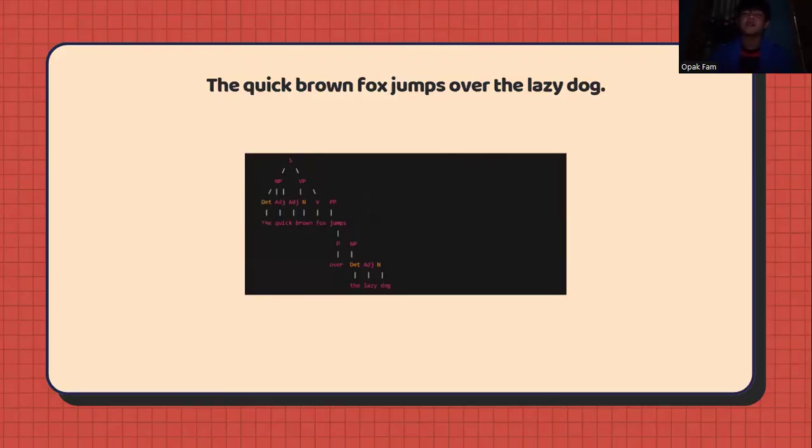The noun phrase is "the quick brown fox," where "the" is a determiner. "Quick" and "brown" are adjectives, and "fox" is the noun. The verb phrase contains the verb "jumps" and a prepositional phrase "over the lazy dog." This diagram shows the surface structure of the sentence.